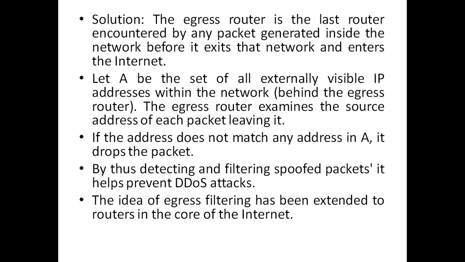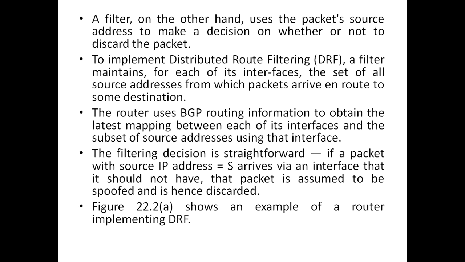The idea of egress filtering has been extended to routers in the core of the internet. A filter, on the other hand, uses the packet source address to make a decision on whether or not to discard the packet. To implement distributed route filtering, a filter maintains for each of its interfaces the set of all source addresses from which packets arrive en route to some destination. The router uses border gateway protocol routing information to obtain the latest mapping between each of its interfaces and the subset of source addresses using that interface.